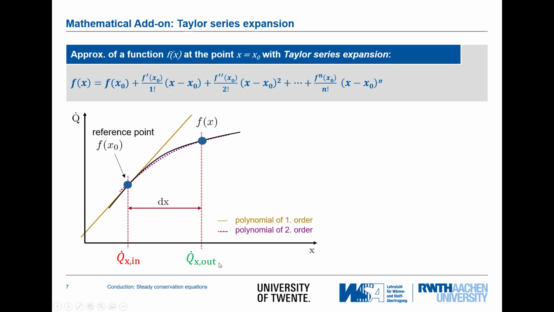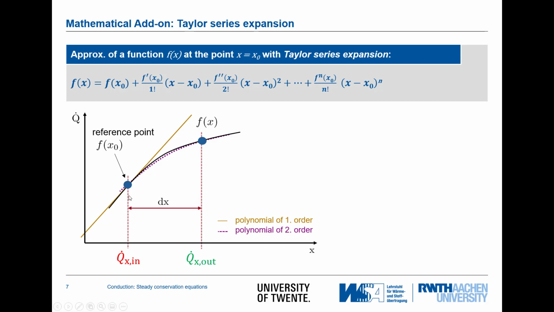What is Taylor series expansion? So let's first look at this graph. We have here the heat flux depending on the local coordinate x. The black curve shows the actual course of the heat flux. Now it is assumed that this heat flux is doing a gradual change. We know this heat flux here at the location x equal to 0, and we want to approximate the heat flux at the location x out.